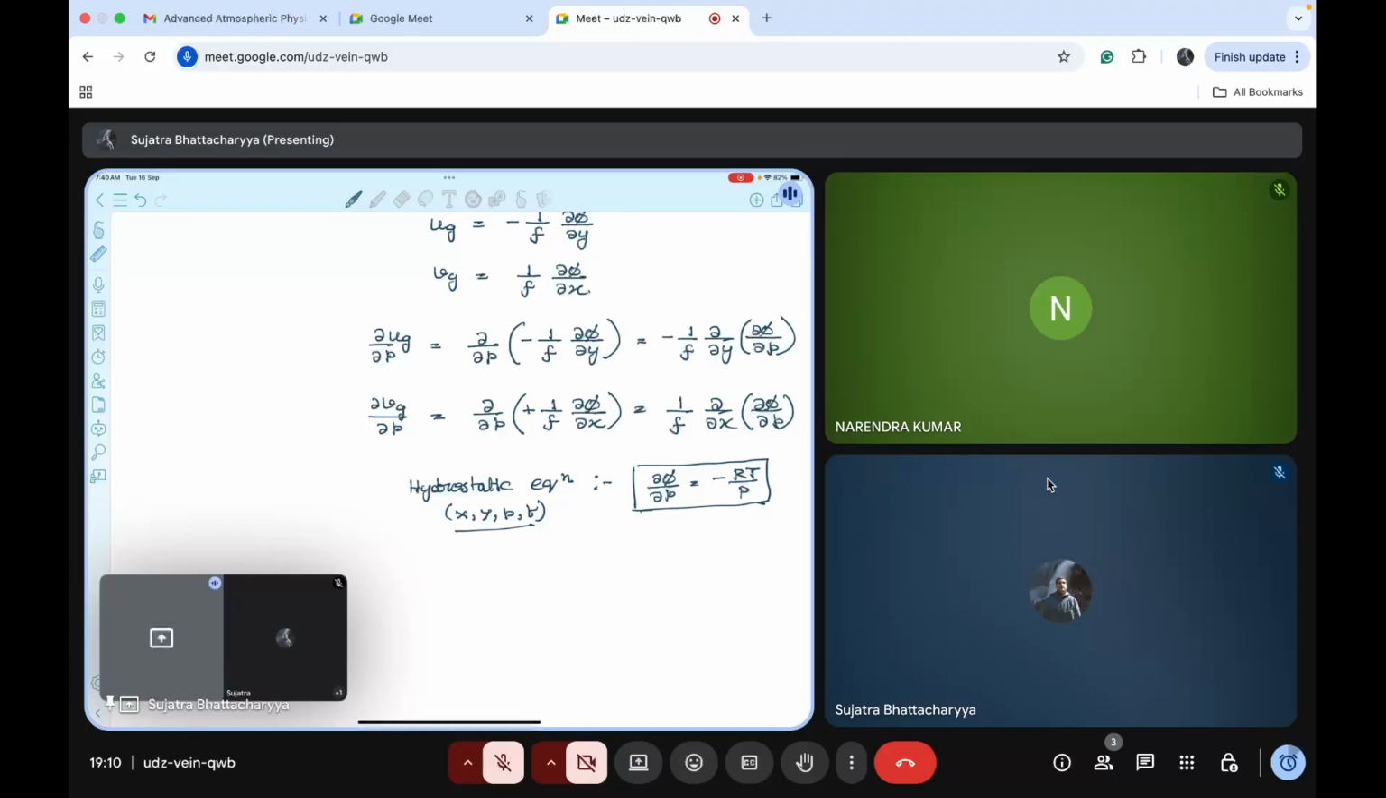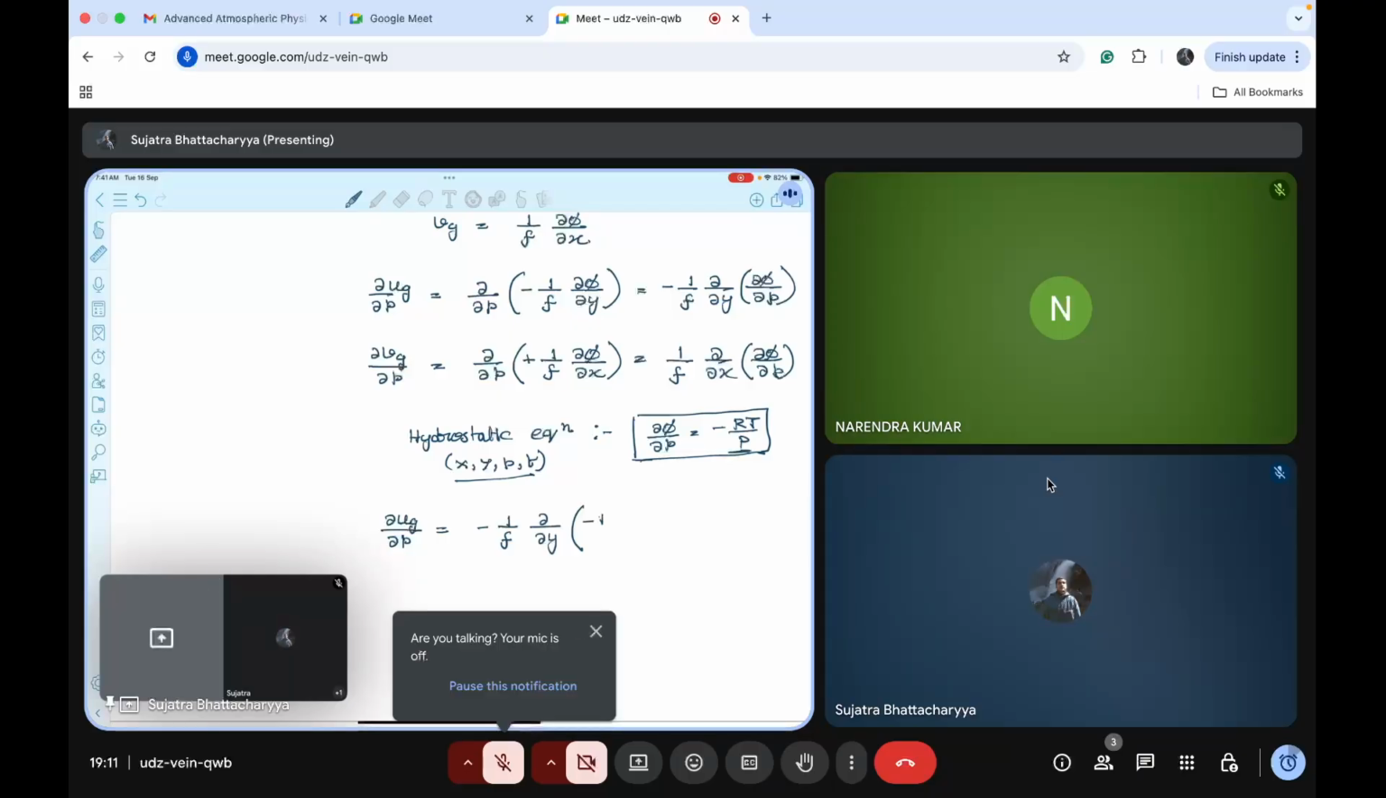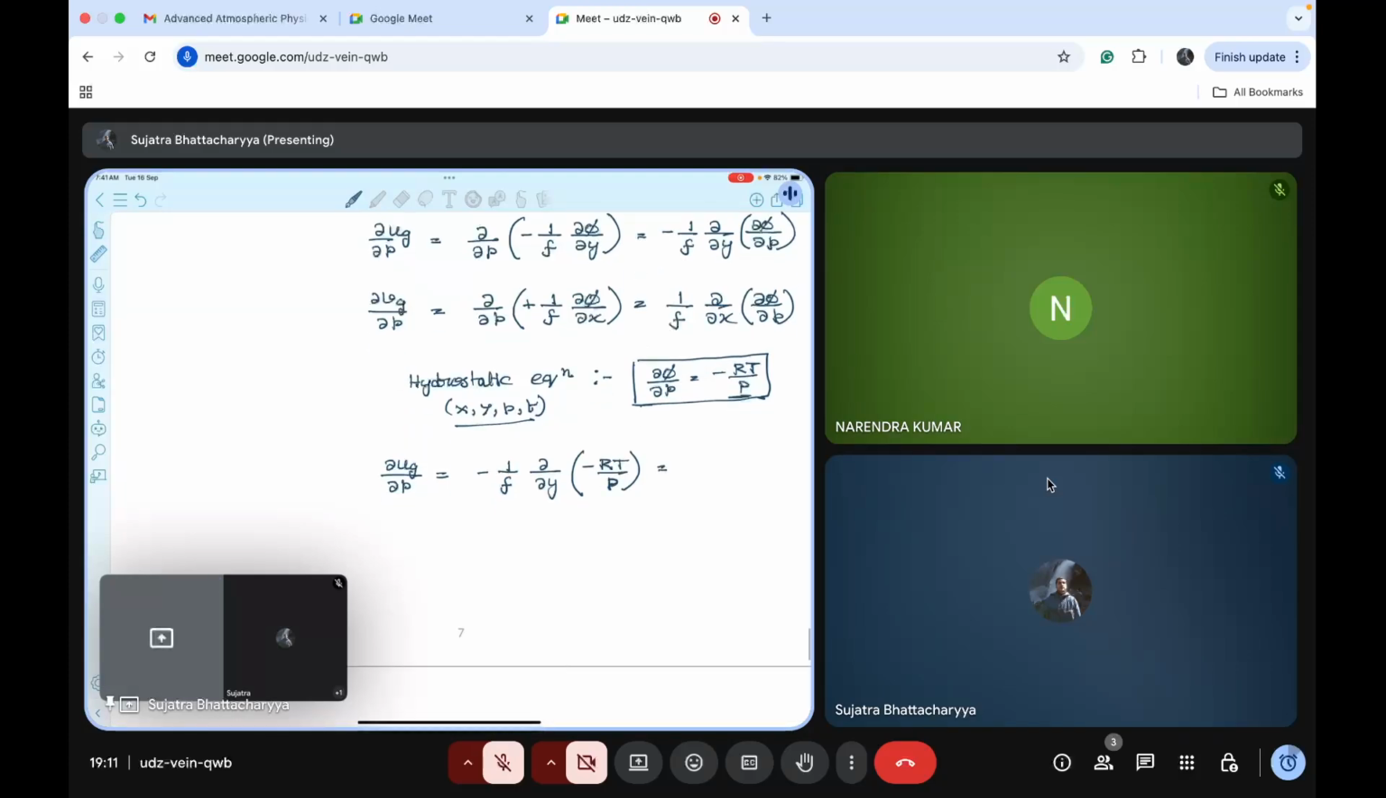I will put this delta phi by delta P in these two equations. So delta Ug by delta P is minus 1 by f, of course, delta delta y, and delta phi by delta P I am replacing with this, minus R P by P. Okay, this is fine. Now look, this P is the pressure, which is constant. It is not varying with y. Perfect. This is not varying with y.